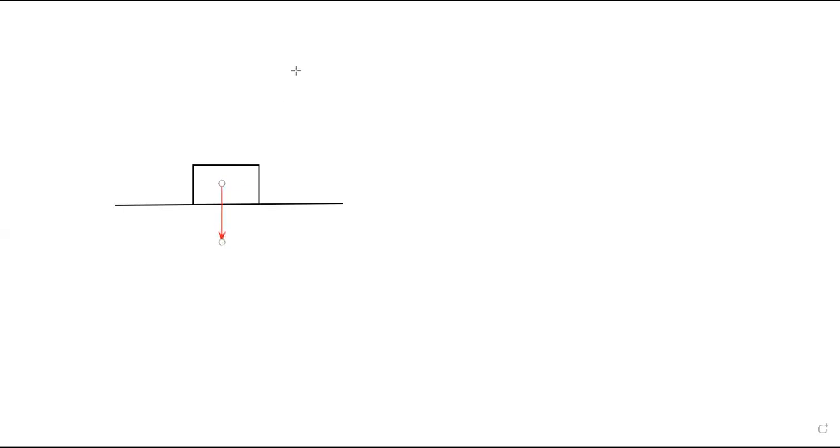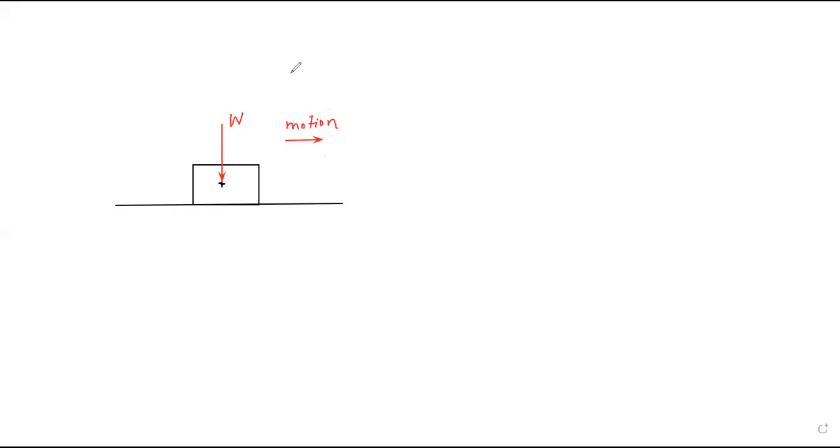Now instead of showing the weight like this, I will shift this weight like this. This is the weight W which is acting. According to the law of transmissibility of force, you can move the force along its line of action within the body. And suppose this is my direction of motion. This is the direction of the motion of this block. This block is moving in this direction.